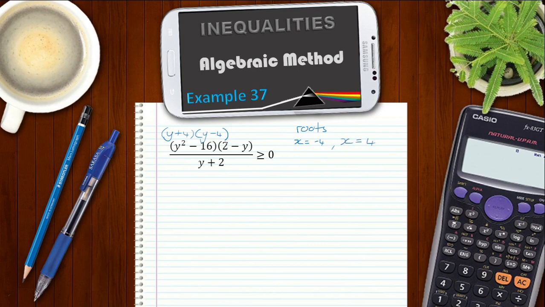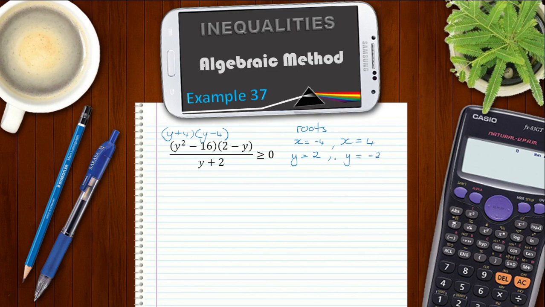Minus y, 2 minus y, take the 2 over, it becomes a negative. So then you'll have y minus 2 equals minus 2. Divide both sides by a negative, so you'll have y equals positive 2. So that's the one root. And the last one, y is equal to negative 2, because if you put this equal to 0.